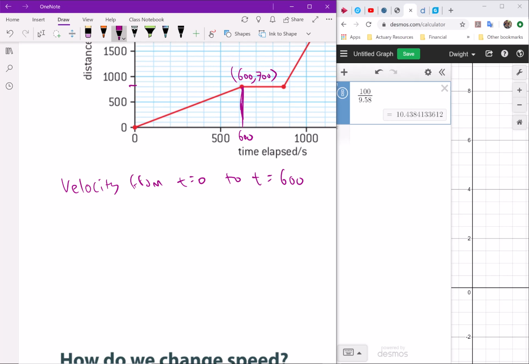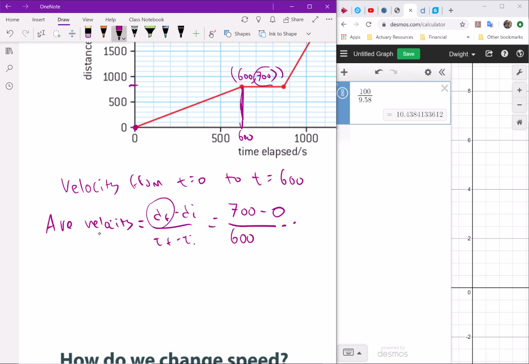Right, and so if we wanted to find the average velocity, again, it is average. Instantaneous is something else. You would simply take the displacement final minus the displacement initial over the time final minus the time initial. In this case, the final displacement is 700, right? Because he ran 700 meters after 600 seconds, so it'd be 700. The initial displacement, well, he started at 0, so it would be 0, over the final time, which was 600.